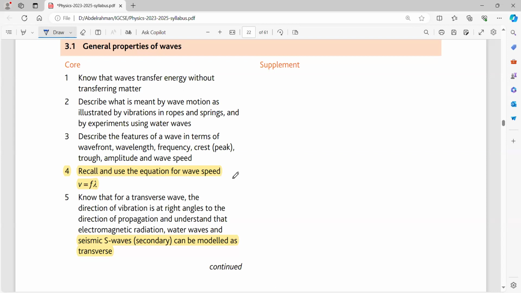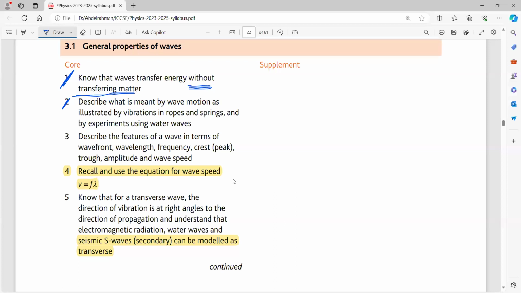What is a wave? A wave is the transfer of energy. It's the propagation of energy without transferring any matter. Describe what is meant by wave motion, such as longitudinal waves and transverse waves. The difference: longitudinal moves left and right, parallel to the energy motion. Transverse moves up and down, perpendicular to the energy motion.